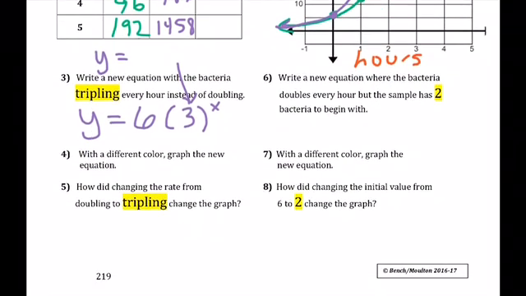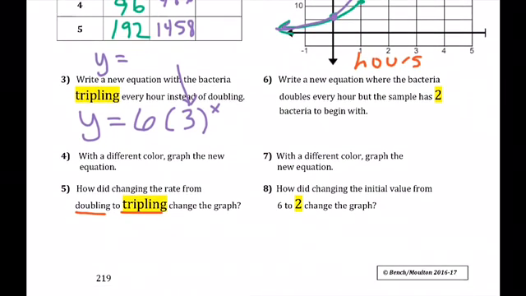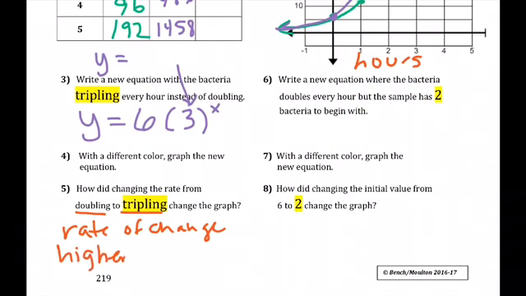Okay, for number 5, it asks the question, how did changing the rate from doubling to tripling change the graph? So if we look at how the green changed to the purple, as I was saying, it rises faster. It's going up. The rate of change is faster. We're not going to use the word steep because we don't use that with nonlinear equations, but we're going to say that the rate of change was faster, or rate of change was higher, or you can say that it increased faster. And that's how changing that number changes the graph.